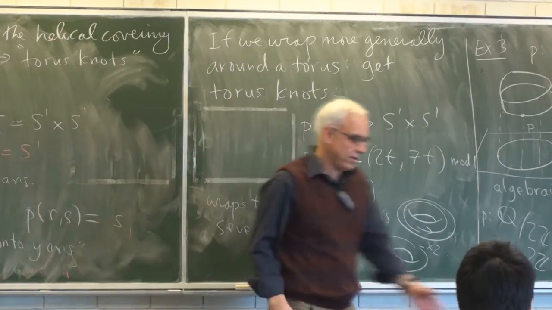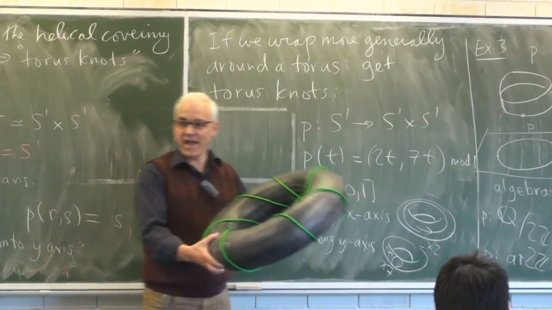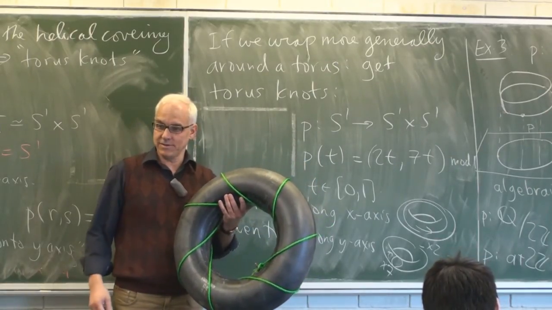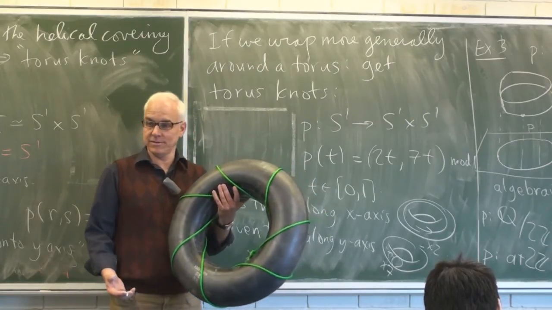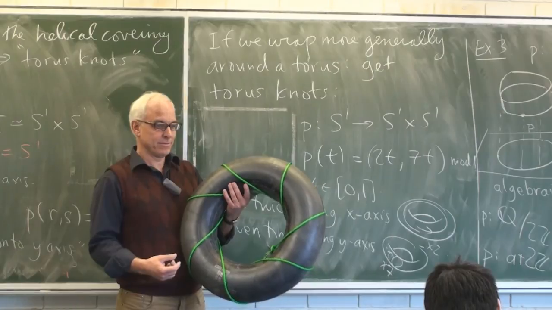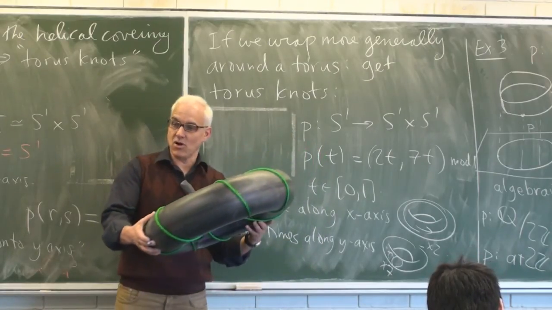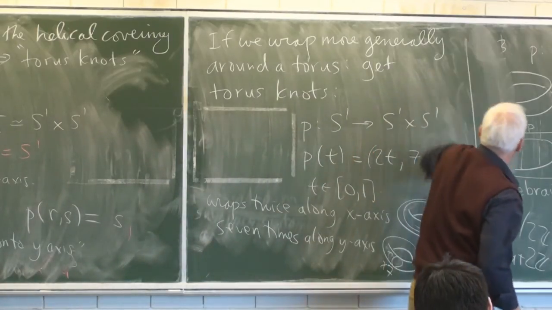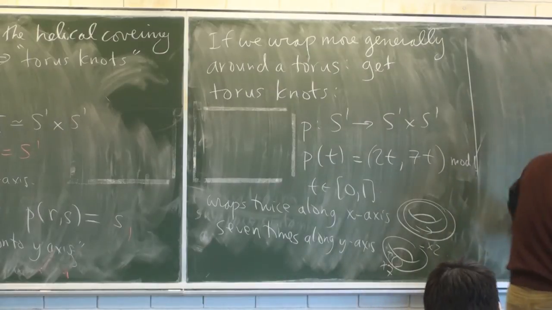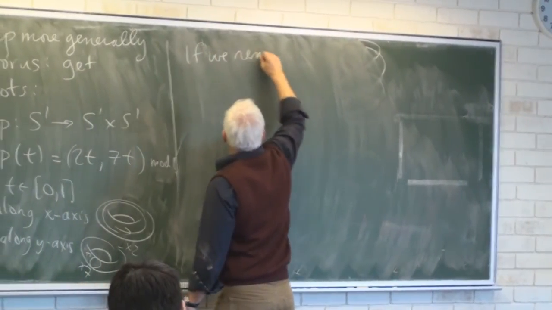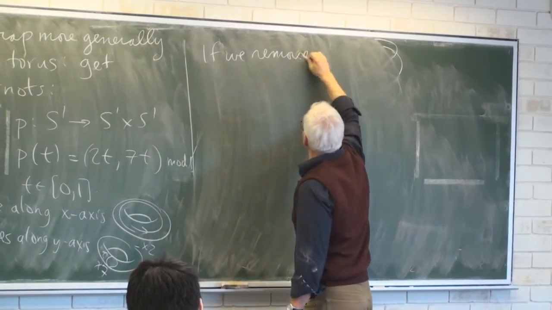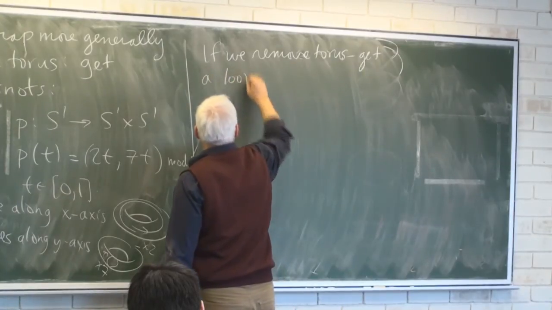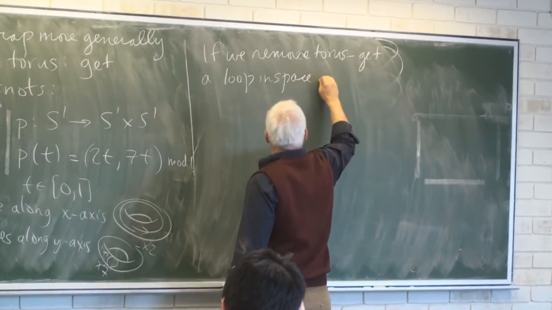Now what's interesting about that is that if I was able to make the torus vanish, then I would just have a single loop in space. And then that loop would be a knot. It would be knotted. And the knot that we obtain is called a torus knot. So if we remove the torus, we get a loop in space, a torus knot.